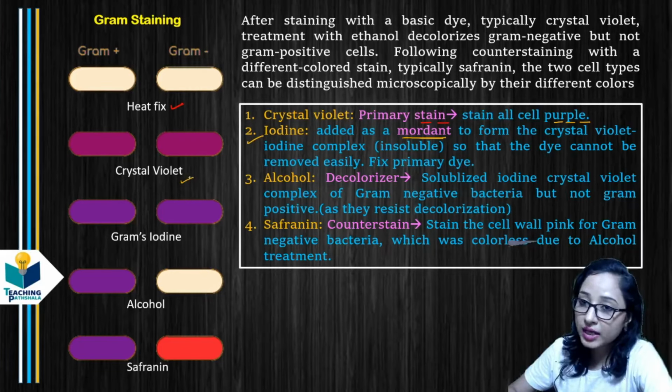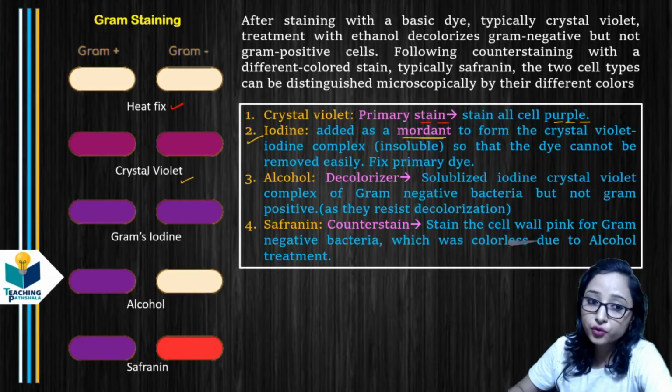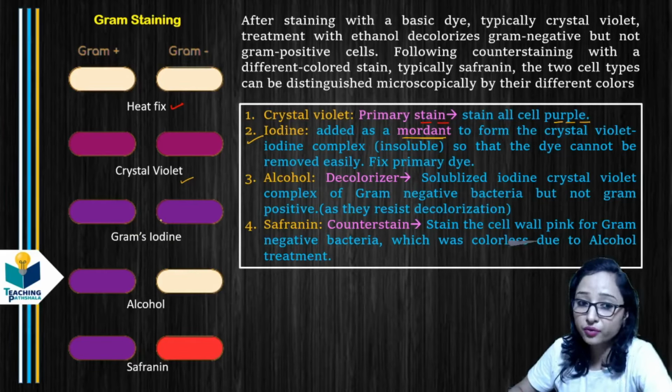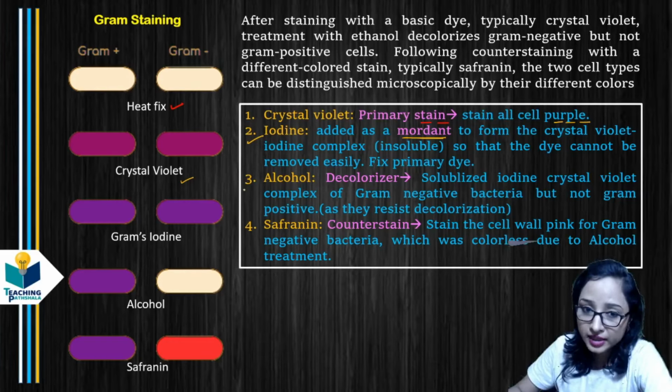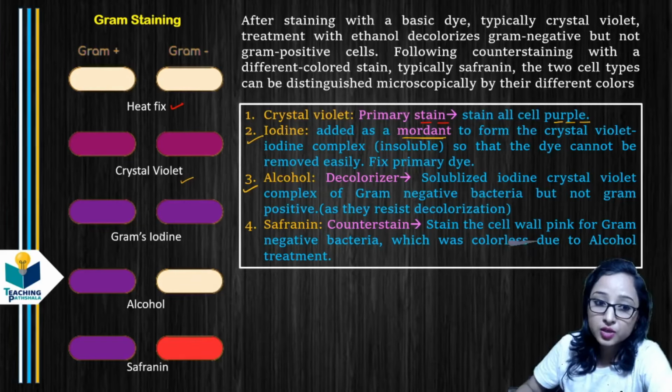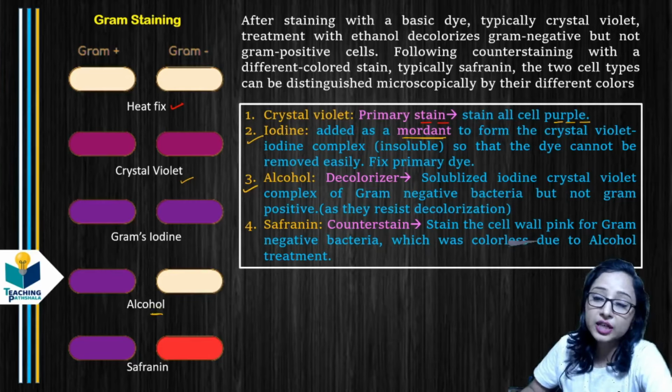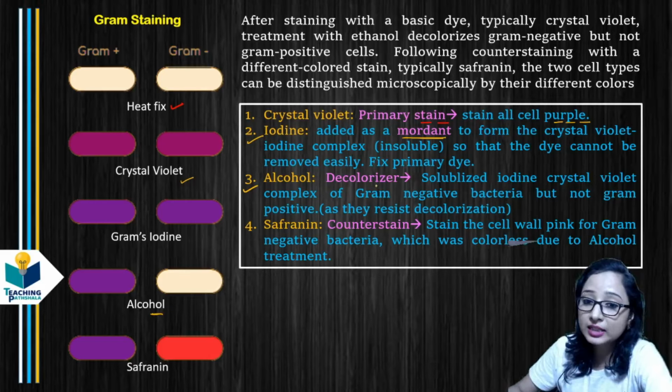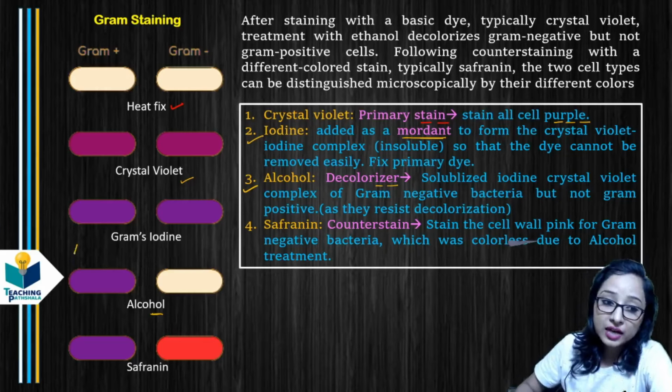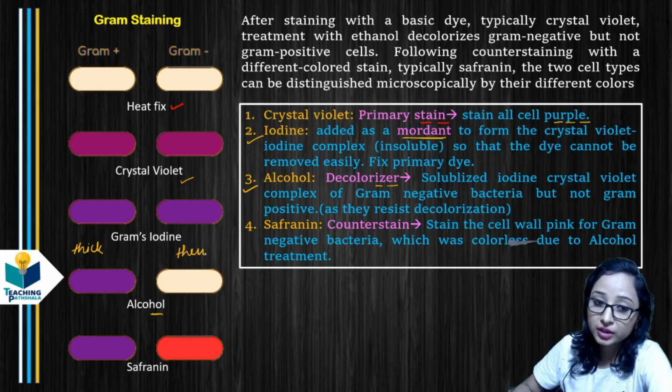So crystal violet has already been applied, and when we apply the Gram's iodine, it is going to fix the crystal violet by making a complex with it, and finally the primary dye will become fixed inside the cell wall. And the next step will be the alcohol treatment. So after this we will treat the cell with alcohol, and alcohol is acting as a decolorizer. We know that the gram positive bacteria have a thick peptidoglycan as compared to the gram negative, which has a thin peptidoglycan.